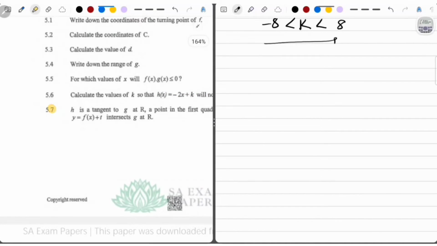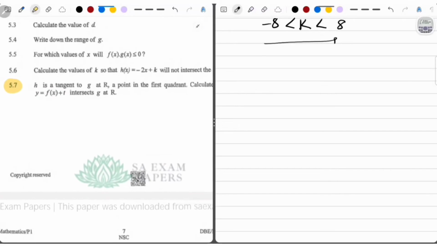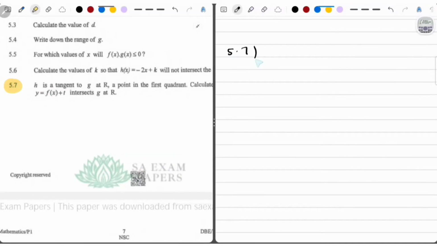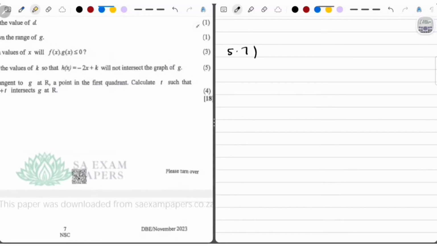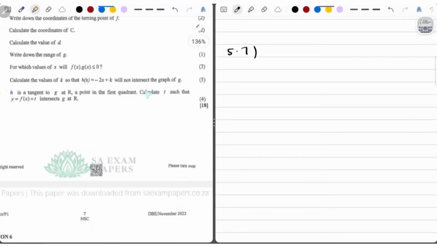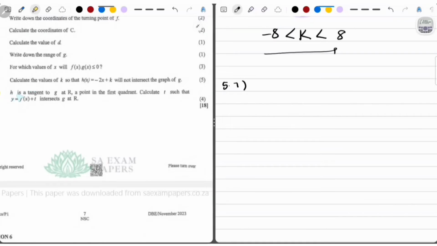Okay, so question 5's last question is this. We are told that h is a tangent to g at r, a point in the first quadrant. And then they also tell us to calculate t such that y is equal to f of x plus t intersects g at r. Okay, that's a mouthful. Let's break that down. So h is a tangent to g at r. And they told us that that point r is in the first quadrant.